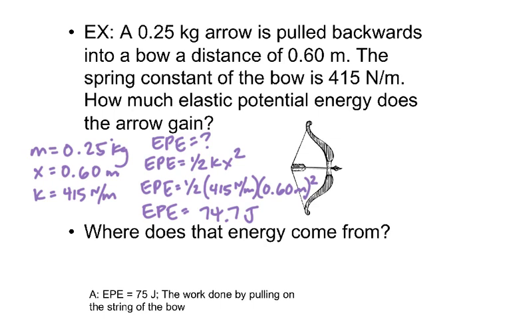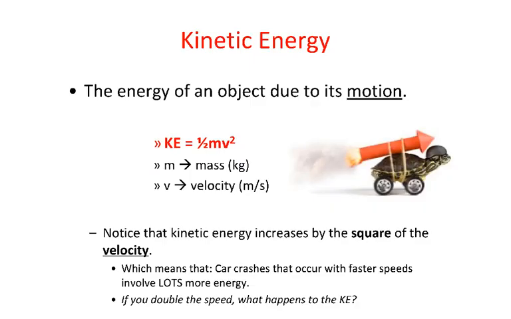Where does that energy come from? Well, the person pulling back the bow had to do work, right? And so as he or she pulled with a force back for a certain distance, aka X, work was done. And that equals the EPE that the arrow now has.